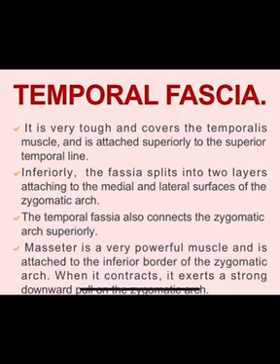The masseter is one powerful muscle attached to the inferior border of the zygomatic arch. When the masseter contracts, it exerts a strong downward pull on the zygomatic arch. So the temporal fascia tends to offer resistance to this strong downward pull, so it tries to neutralize it. Even when you are clenching your teeth, the masseter contracts and gives a strong downward pull on the zygomatic arch, but the zygomatic arch is kept in place thanks to the temporal fascia.